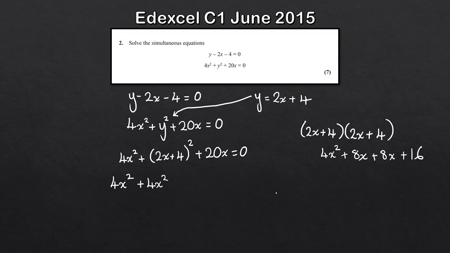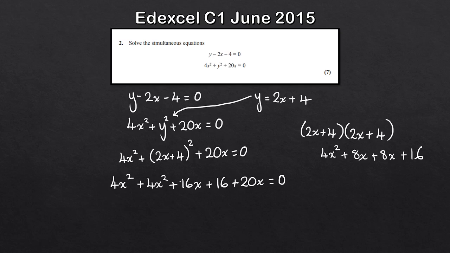Plus 8x plus another 8x, that would be 16x. We've got a plus 16 at the end here. And don't forget our plus 20x. And this is all equal to 0. Okay, so here, just like we did with the previous one, we're going to collect like terms.